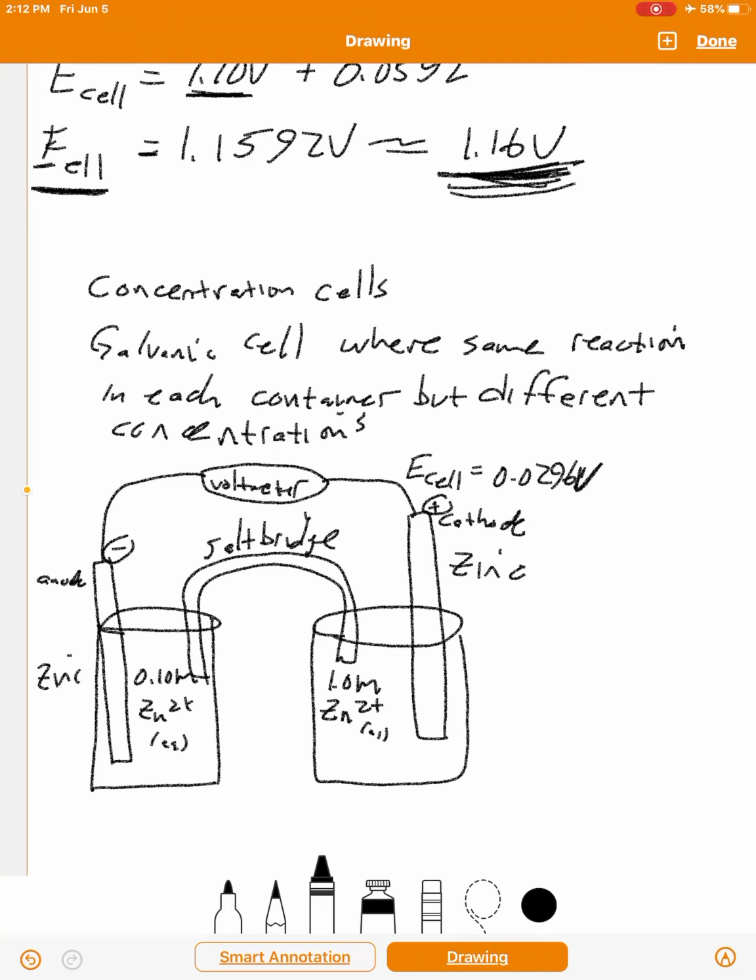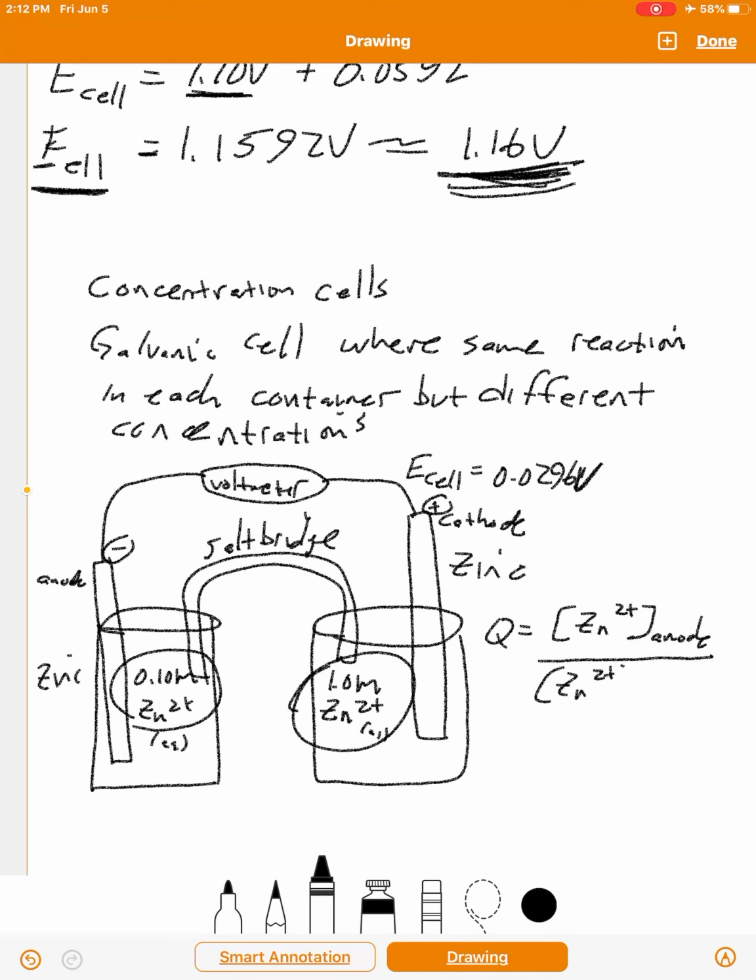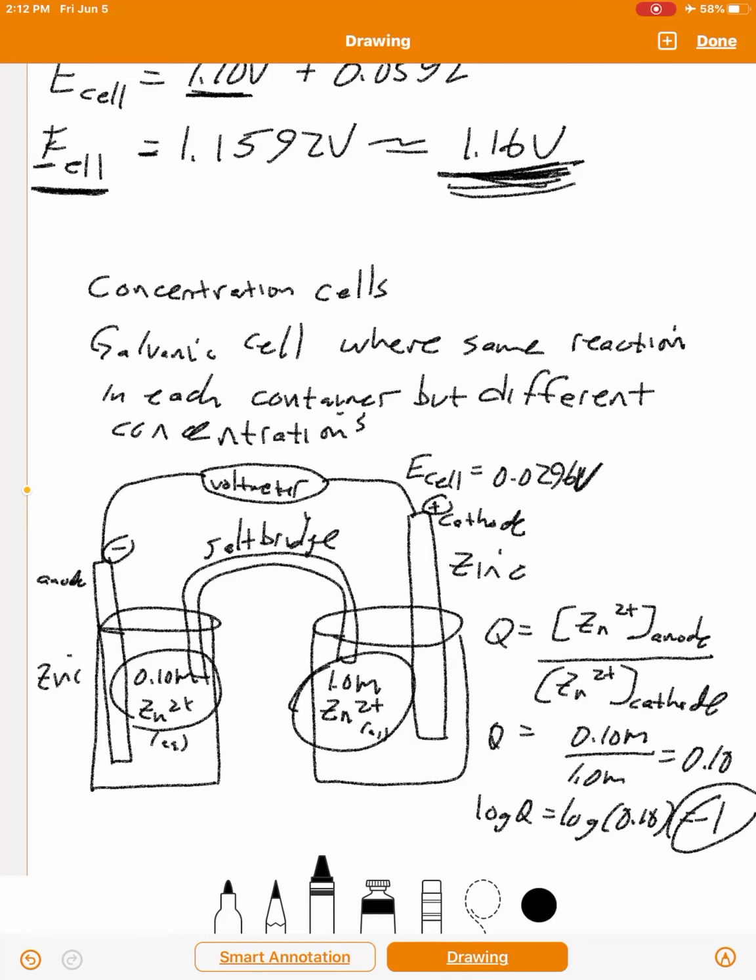The reason you get this cell potential is because of the difference in the concentrations, right? So what happens is Q is equal to the concentration of the zinc 2+ in the anode divided by the concentration of zinc in the cathode. So Q would be 0.1 in the anode and 1.0 in the cathode. That ratio is 0.1. Log of Q would be the log of 0.1, which is minus 1, right? So you actually have a negative 1 there.